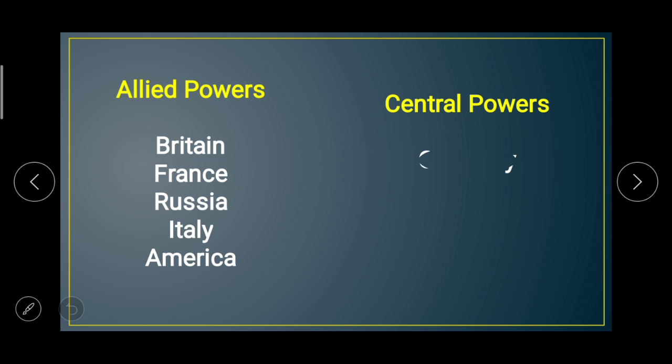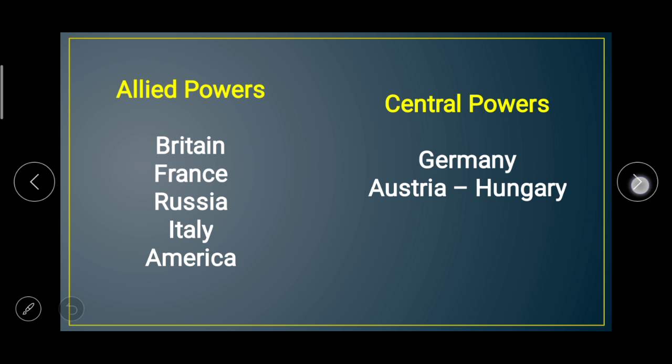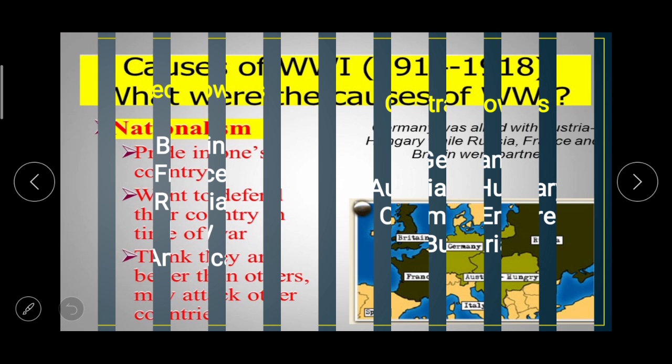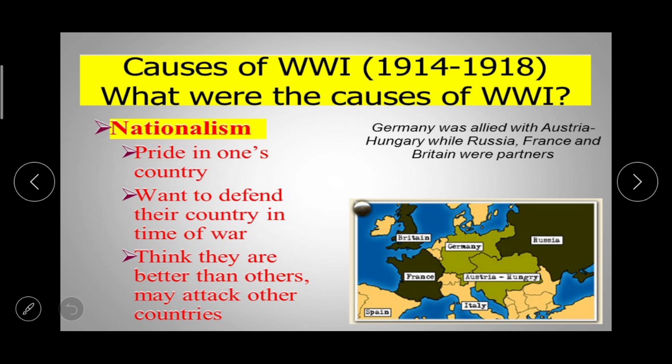On the screen, as you can see, Allied powers and Central powers: Ottoman Empire, Bulgaria, Germany in the Central powers, and Britain, France, Russia, Italy, America in the Allied powers. Causes of World War: first, nationalism, that is pride in one's country, wanting to defend their country in time of war, thinking they are better than others, and they may attack other countries.